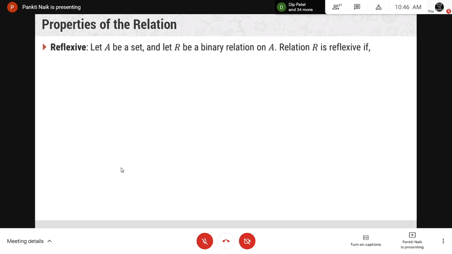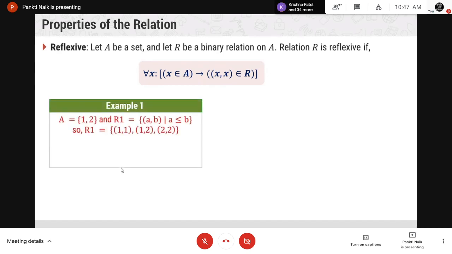Now properties of relation. First property: a relation R on a set is reflexive. Let A be a set and let R be a binary relation on A. Relation R is reflexive if for every x that is an element of A, (x, x) is a part of relation R.